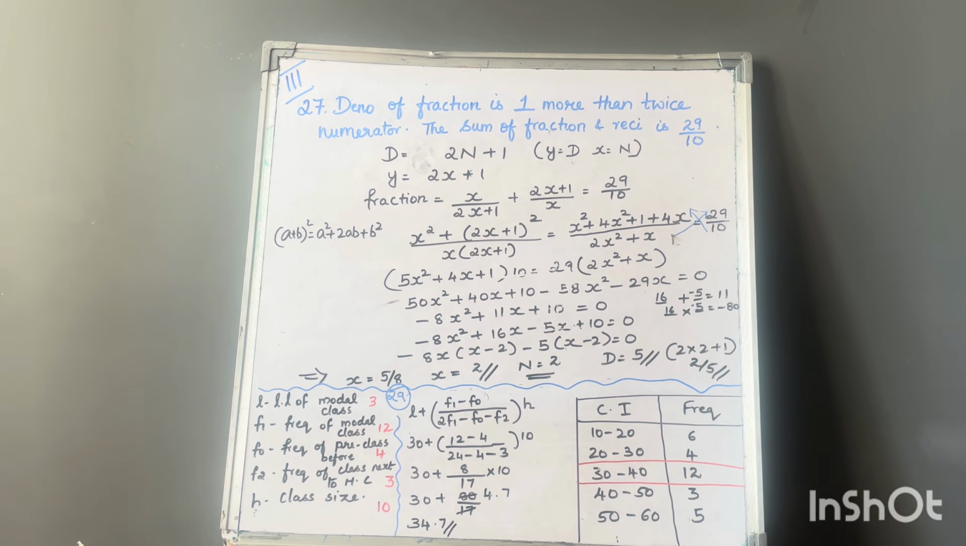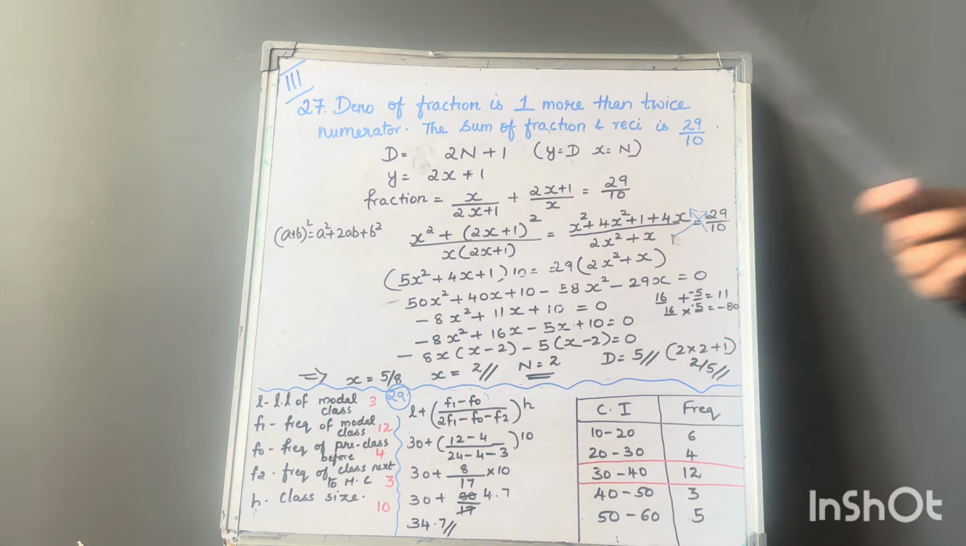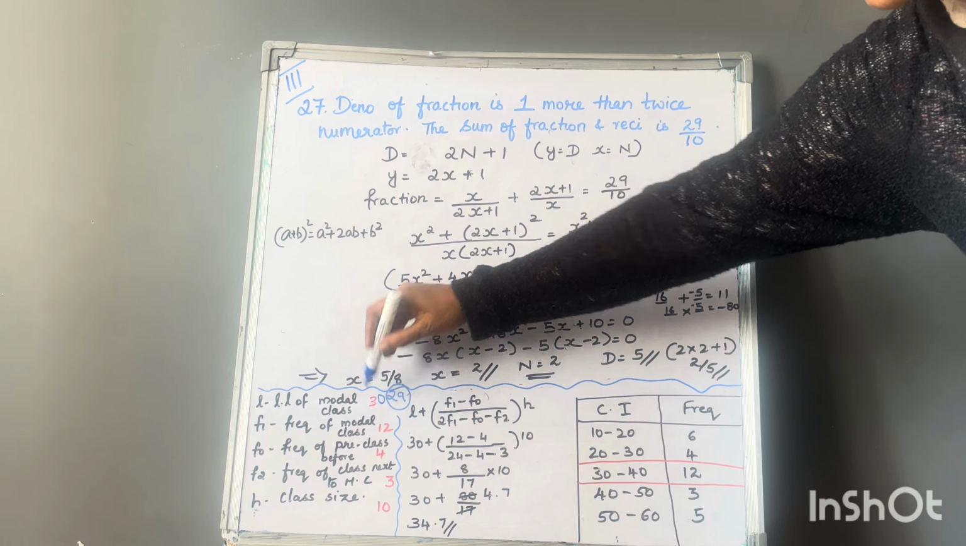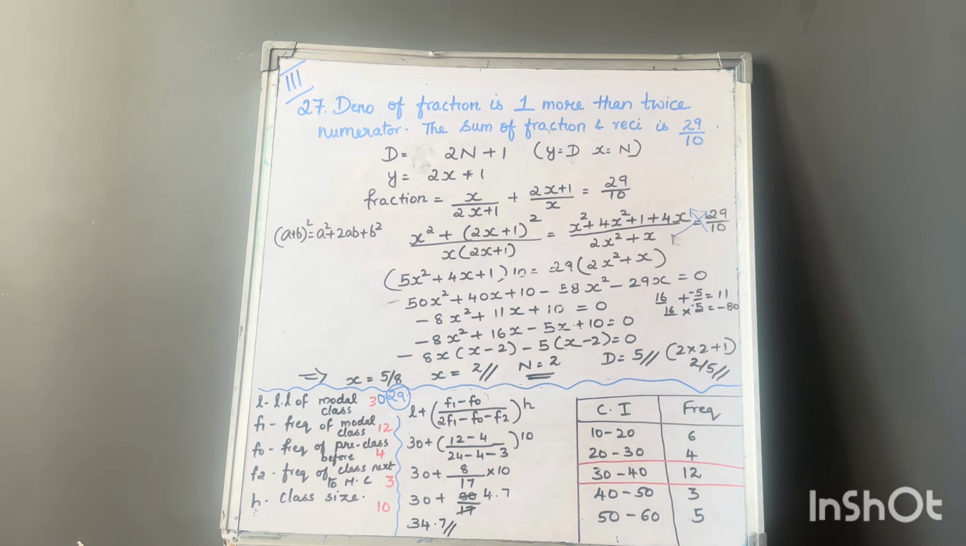So first we have to identify the modal class. Here, since the frequency is maximum for 30 to 40, the modal class is taken as 30 to 40. So here the lower limit is 30, not 3. The lower limit of the modal class is 30. F1 is 12, F2 is 3, F0 is 4, and the class size is 10.